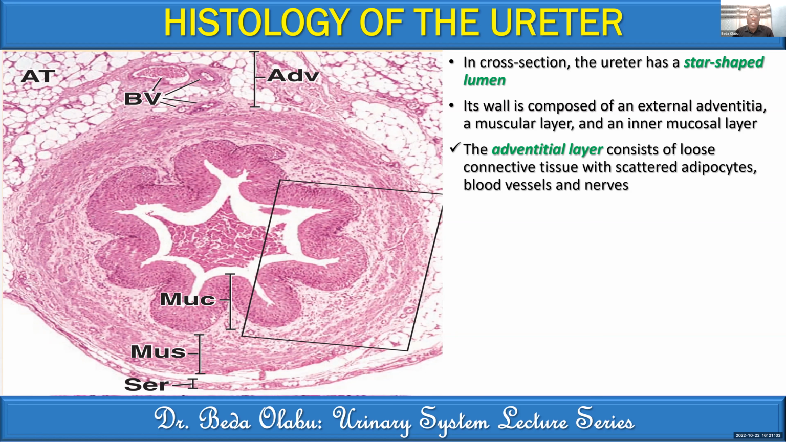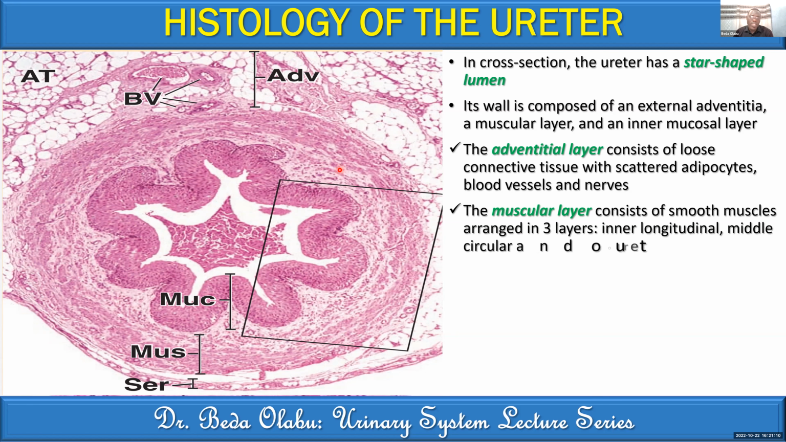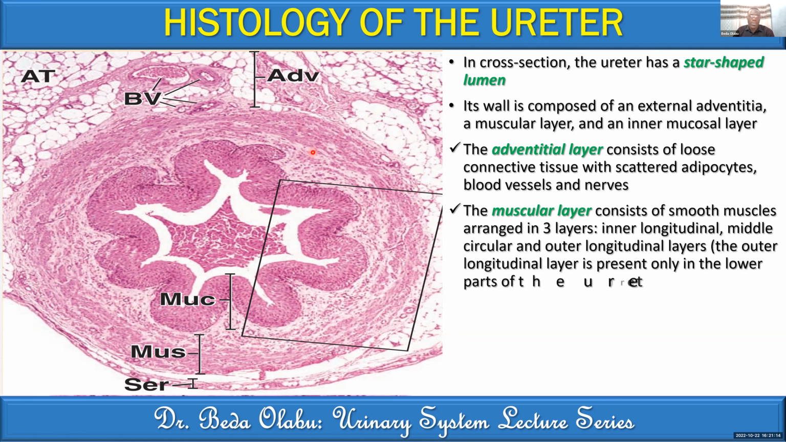The second layer from outside is the muscular layer. The muscular layer contains smooth muscles on the wall of the ureter. The smooth muscles on the wall of the ureter are present in 2 or 3 layers. Now, for the lower parts of the ureter, there are 3 layers of muscle.